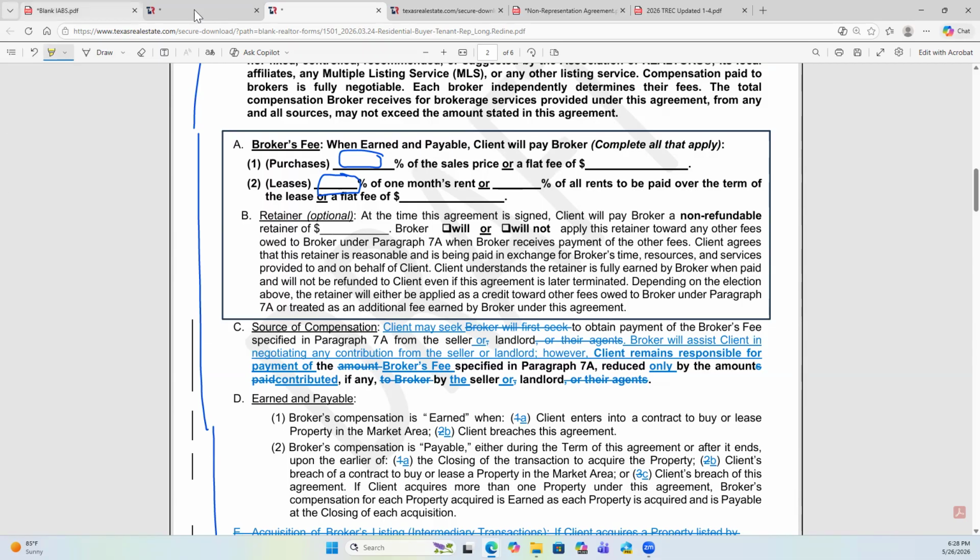On paper, you, Mr. and Mrs. Client, will pay me. It says it clearly right here. You remain responsible for payment. The source of my compensation is from the client. Okay, it's from the client.